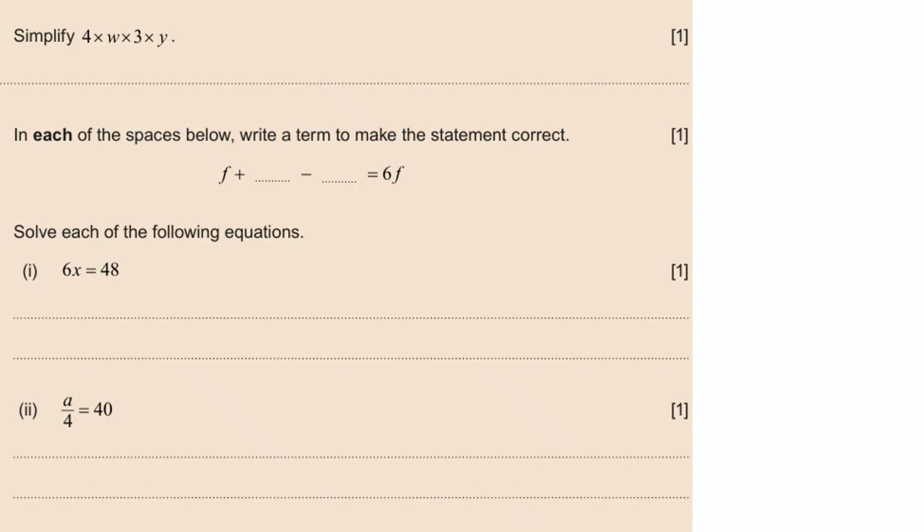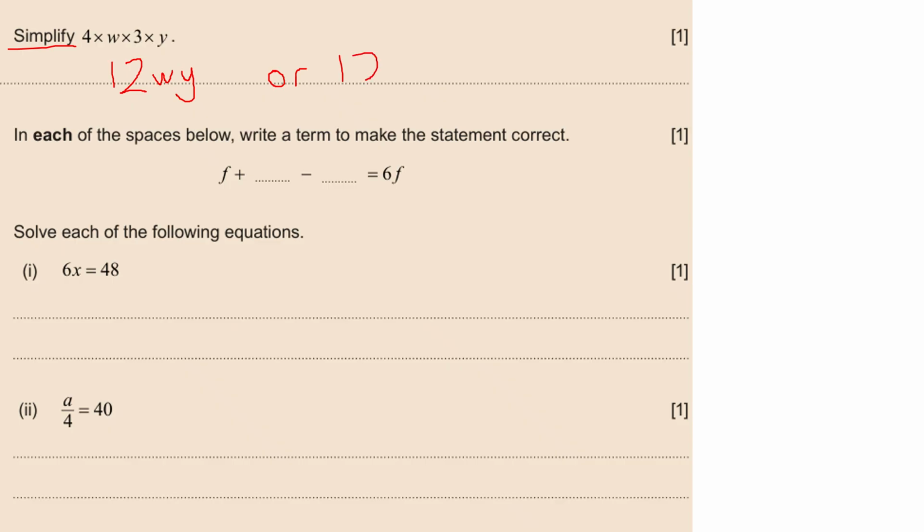In this first part of the question, we're asked to simplify 4 times w times 3 times y. Well, 4 times 3 is 12. Then I'm timesing it by w, so that'll be 12w, times it by y. I write it as 12wy, or 12yw. Either answer would suffice.